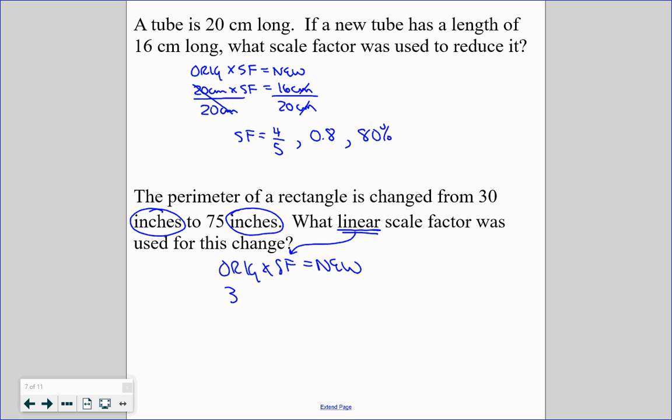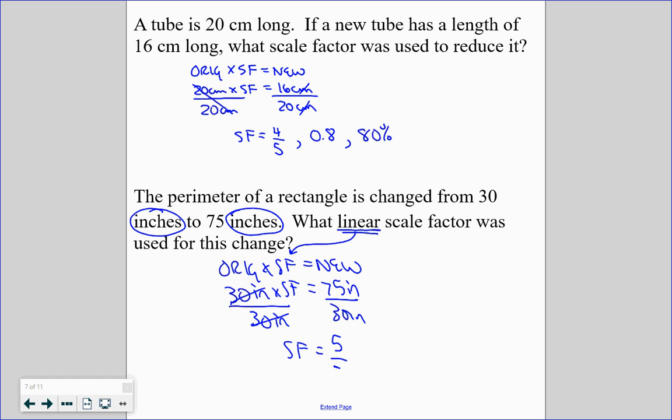So it went from 30 inches to 75 inches. So we can clearly see that this is going to be an enlargement, right? We went from 30 to 75. So we're expecting an answer here bigger than 1. Okay, so again, if I divide both sides by 30, so my scale factor is, so again, 75 divided by 30. If you reduce that fraction down, you get 5 over 2.